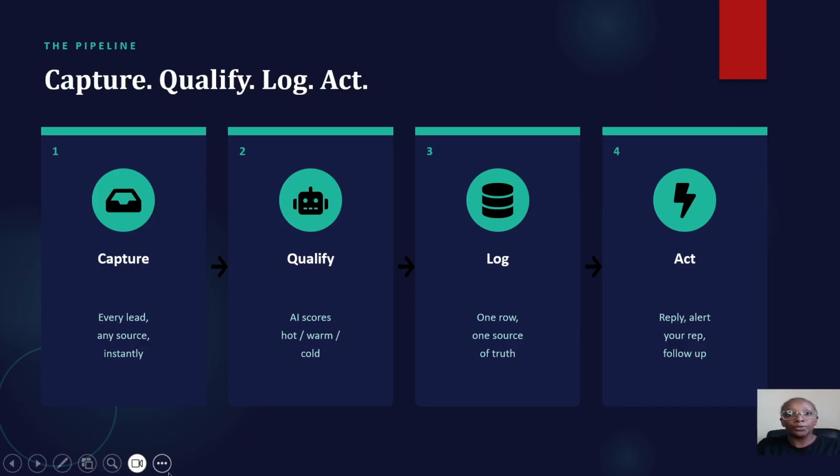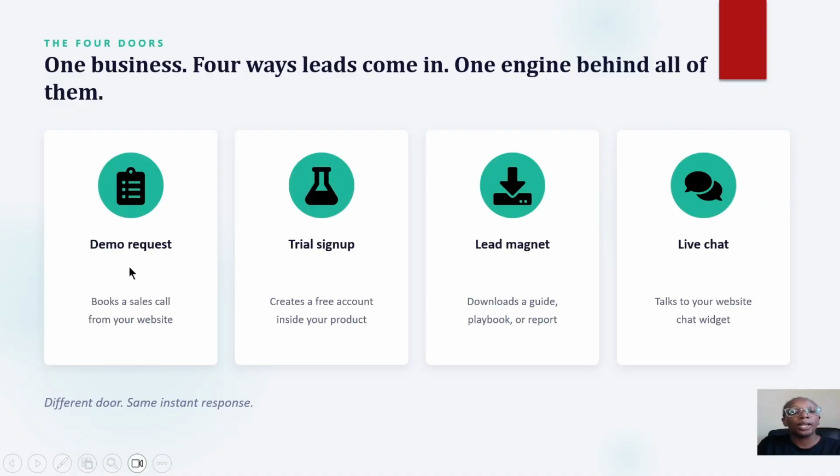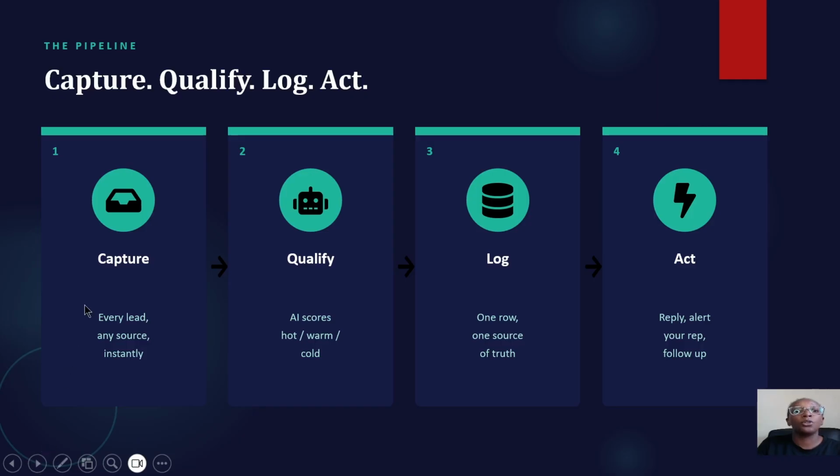We can set up a workflow that allows you to capture every lead from any of the sources. Like if someone comes in from a demo request, say they are booking a sales call from your website, or maybe they are signing up for a trial, creating a free account inside your product. Maybe you have a lead magnet from a landing page or a downloadable guide from your website, or maybe your live chat widget. This person is going to be captured. Maybe they come in from all those doors. They're going to be captured in this workflow.